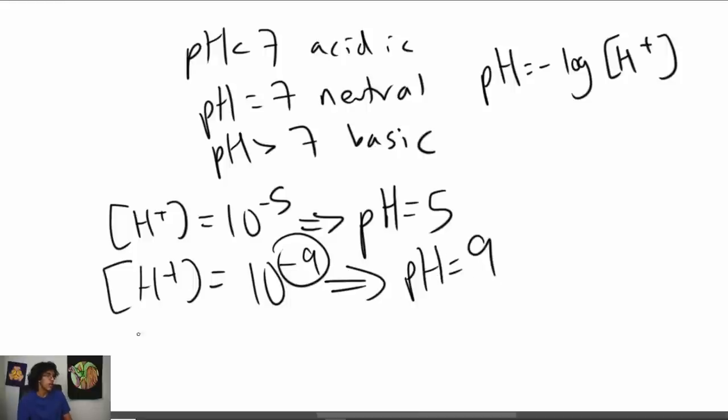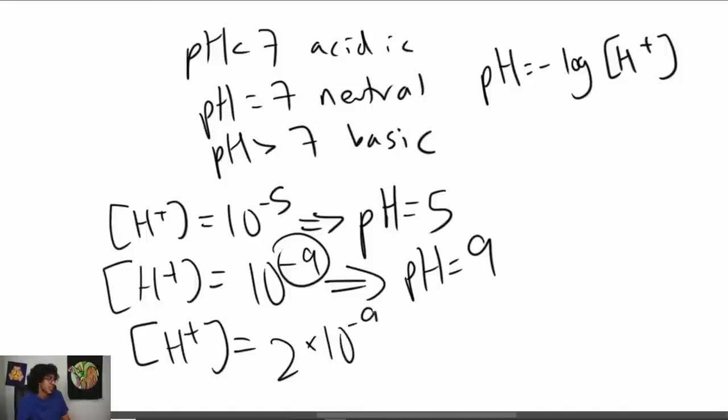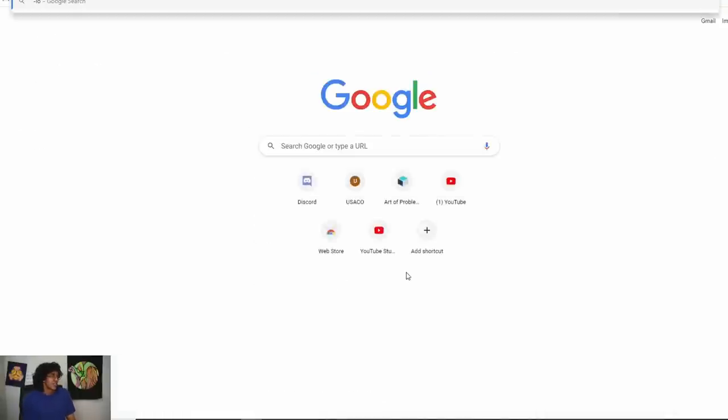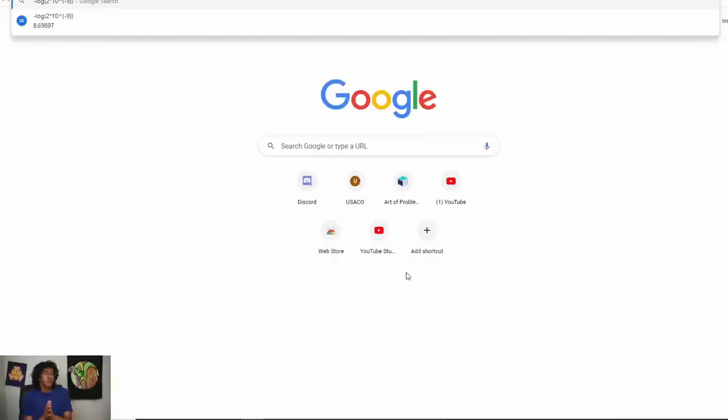Okay. Then what happens if we don't have a nice power of 10? That is the question. Well, what about 2 times 10 to the negative 9, so that it is in scientific notation? And now you might be expecting, what is the cool trick that Carrara is going to show us now? That's right. I'm not going to show you a cool trick. Just kidding. I'm going to show you the coolest trick in the book. Use a calculator. That's right. So essentially you just plug in the formula. It's not that complicated. 2 times 10 to the negative 9, and you get 8.70. So let us put that in.